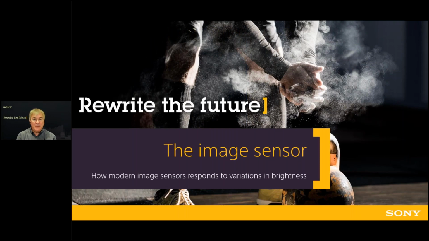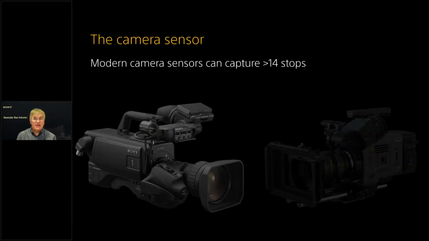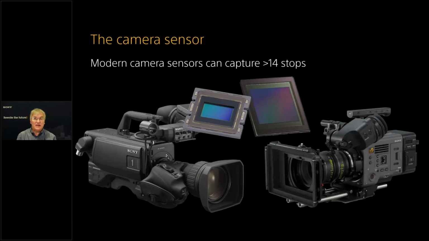Now let's compare that to the image sensor. Image sensors in modern cameras can give us at least 14 stops of dynamic range, so they perfectly match the capability of the human eye. You can see here a live production camera on the left and a cinematography camera on the right. The sensors in these cameras have the same sort of capability, probably a little bit more than what we have in our own eyes.